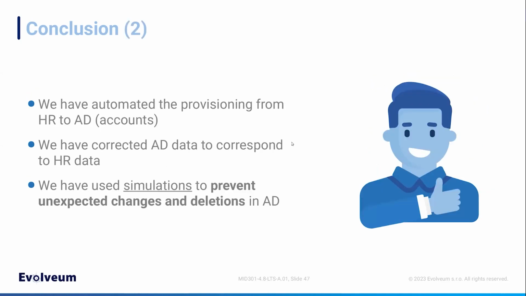We have automated the provisioning from a HR to Active Directory, now limited to accounts. We could also add group membership, but we didn't have it for the time constraints. We have corrected Active Directory data to correspond to HR data, so data consistency is now improved. And all the time, we were using the simulations to make sure that there will be no unexpected changes, no unexpected deletes. Everything what happened was expected because we have run the simulations. So midpoint was helping us very much to prevent any bad things from happening.